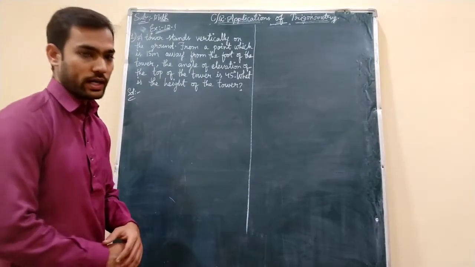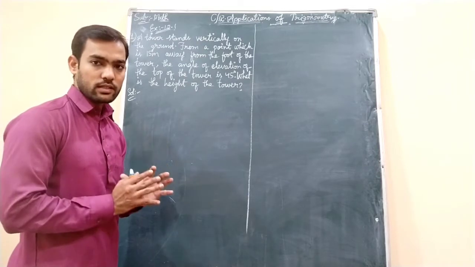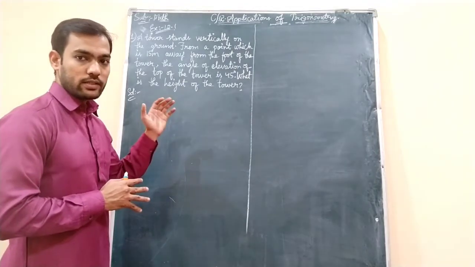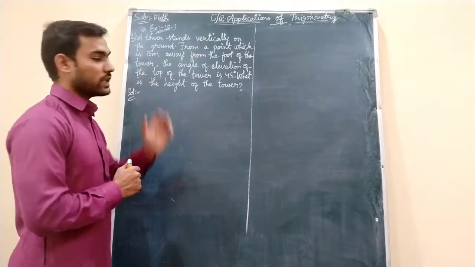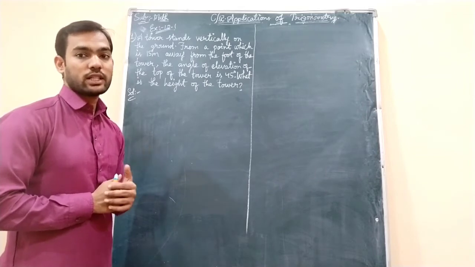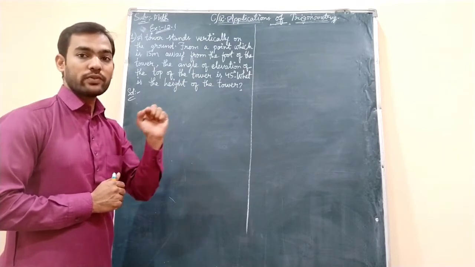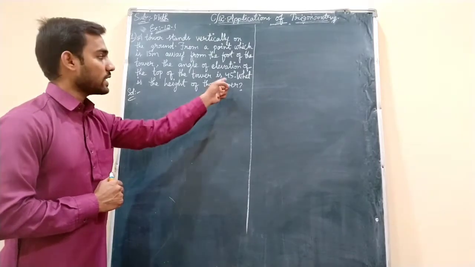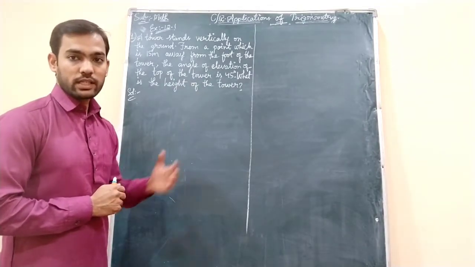Exercise 12.1, question number 1. A tower stands vertically on the ground. Read the question carefully and then go for drawing the diagram. A tower is standing vertically on the ground, and there is a point which is 15 meters away from the foot of the tower. From that point, the top of the tower is being observed, and the angle between the horizontal and the line of sight, the angle of elevation, is 45 degrees. We need to find the height of the tower using the given information.